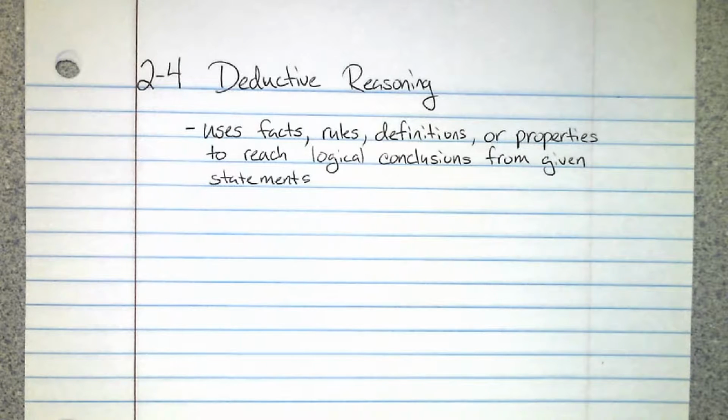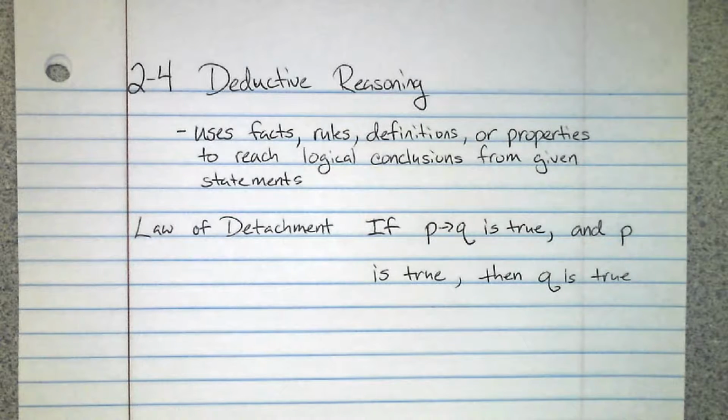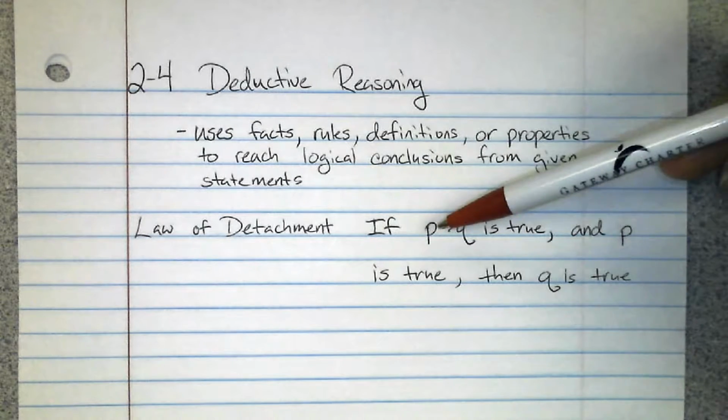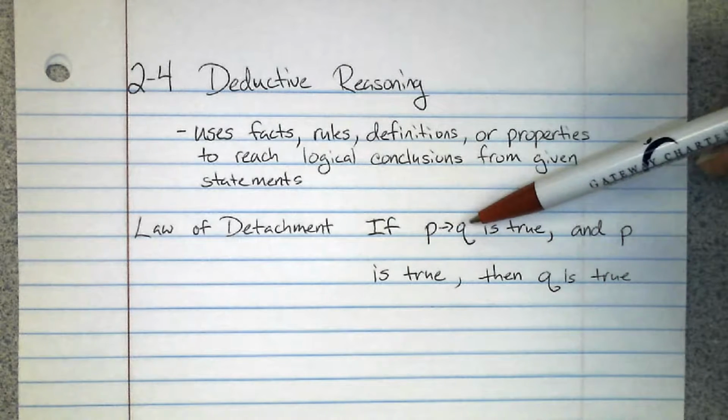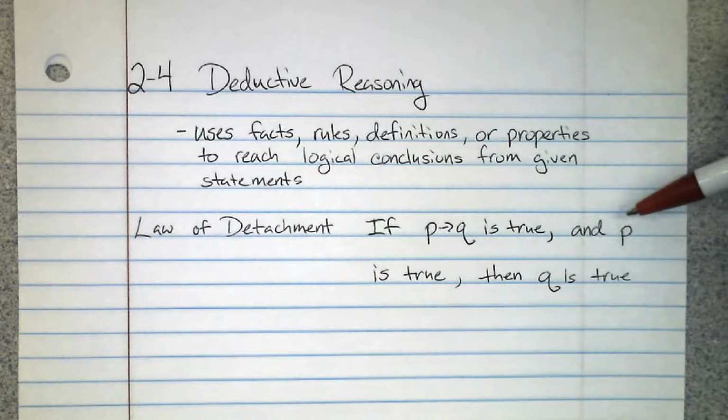The first one we're going to talk about is called the law of detachment. Using symbols, this law basically states that if you have an if-then statement, so if the statement "if P then Q" is true, and you know that P is true, then that means Q also is true. Let me show you this with an example.